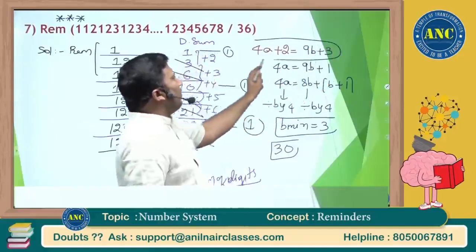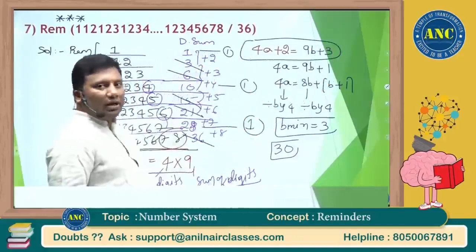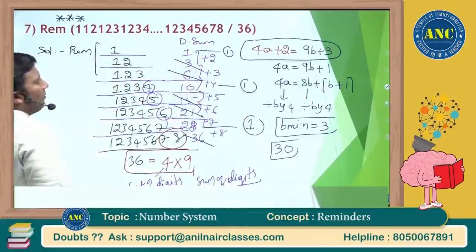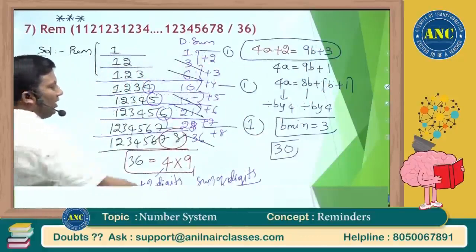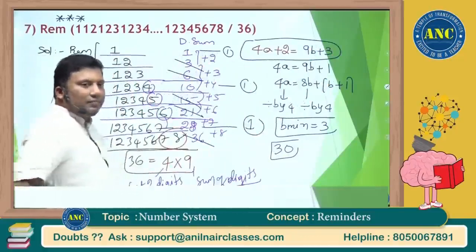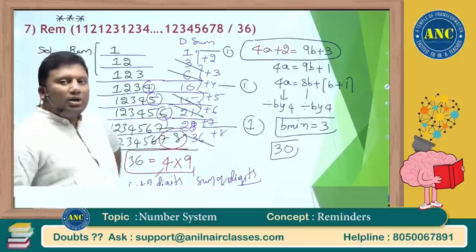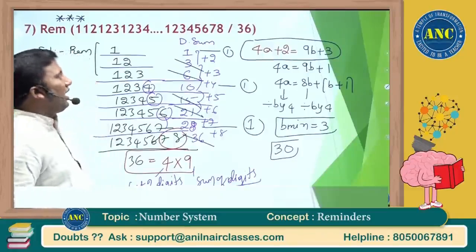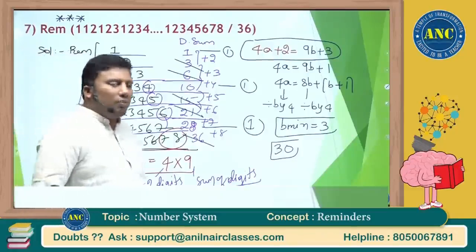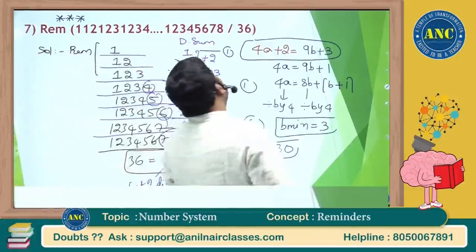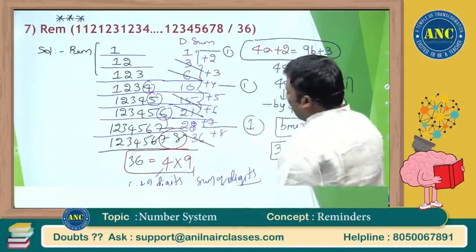Answer when divided by 4, it gives a remainder 2. Answer when divided by 9, it gives a remainder 3. 30 it is 4 into 7 plus 2. 30 is 9 into 3 plus 3. I hope the idea it is clear. 36 is 4 into 9.